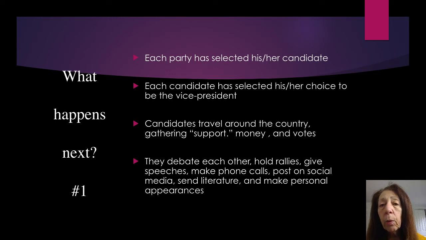We hope they will accomplish these goals, and that's why we listen to what they have to say and ultimately vote on the candidate of our choice. The candidates debate each other. They hold rallies. They give speeches. They make phone calls. They have staff. They're on social media. They send out literature and make personal appearances. They need to get their message out. They want to win the election, and they want to be your president.